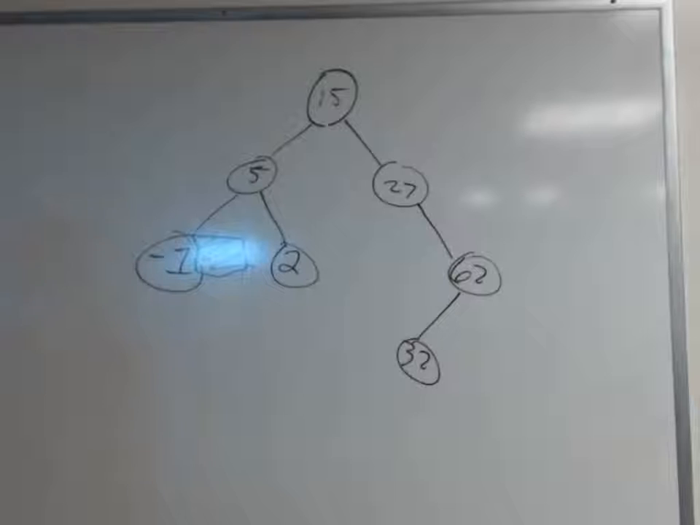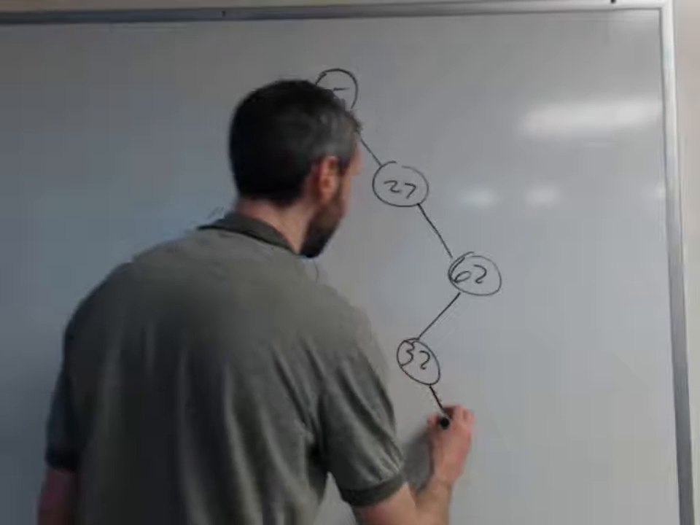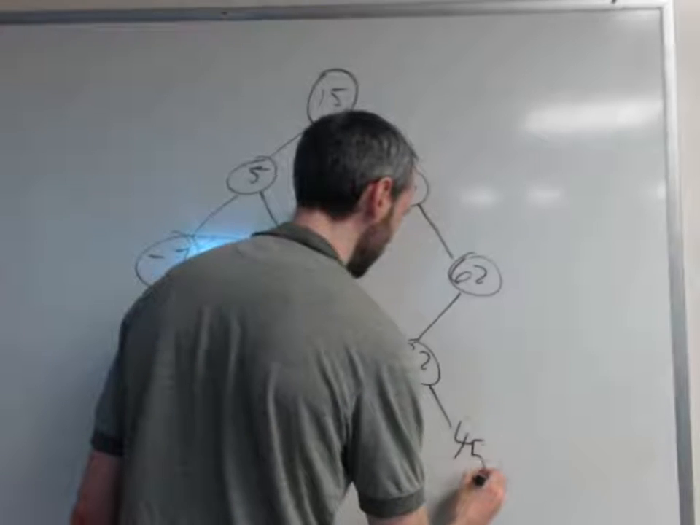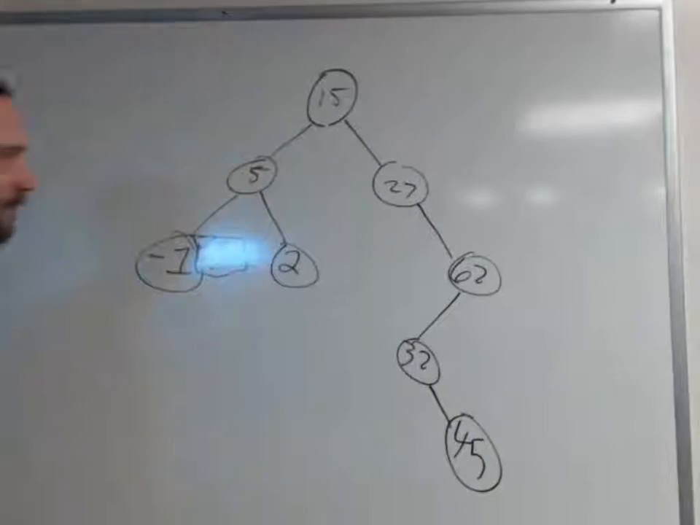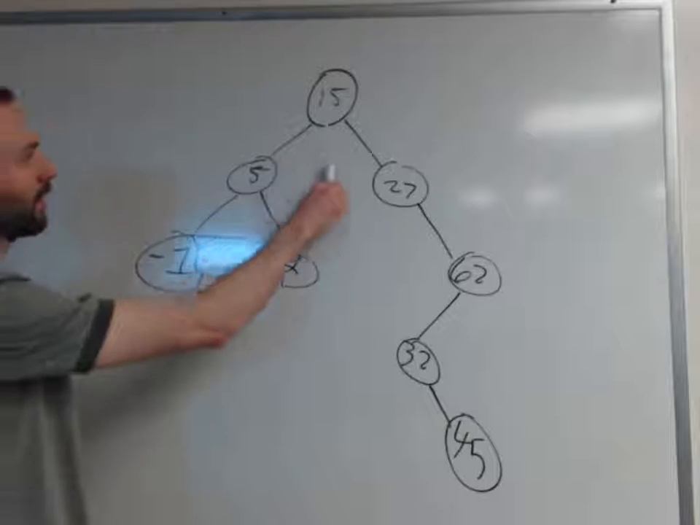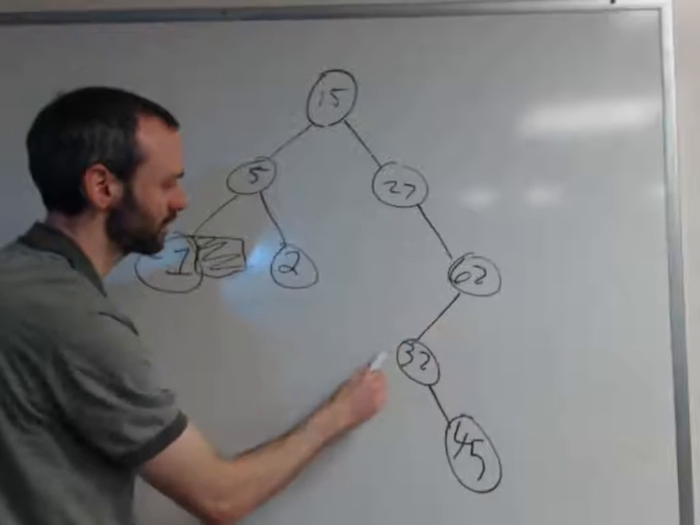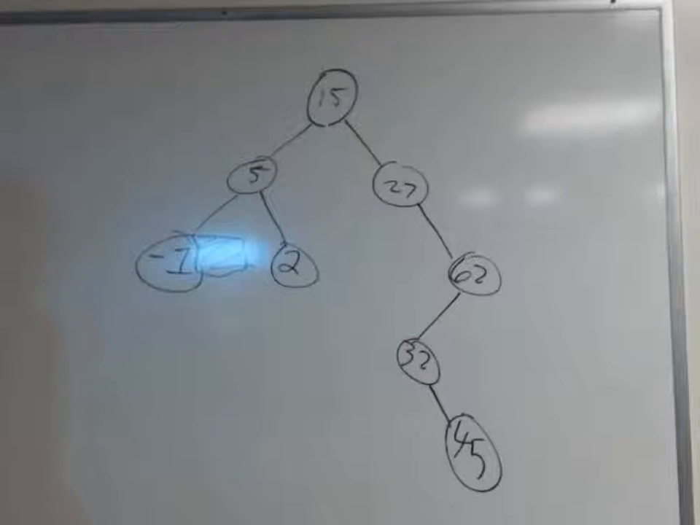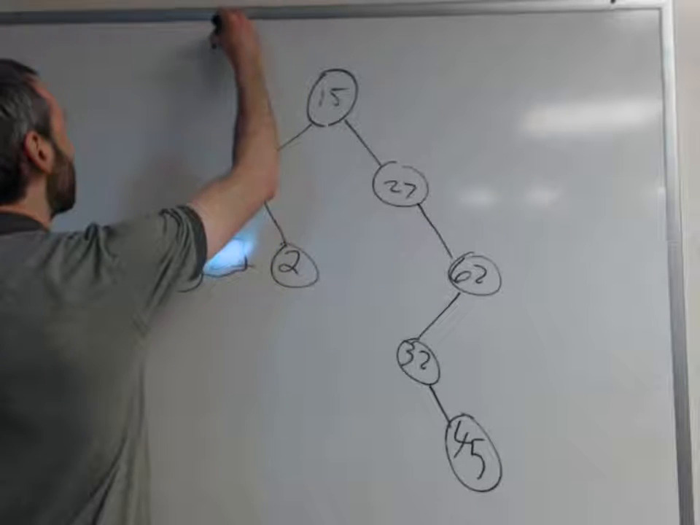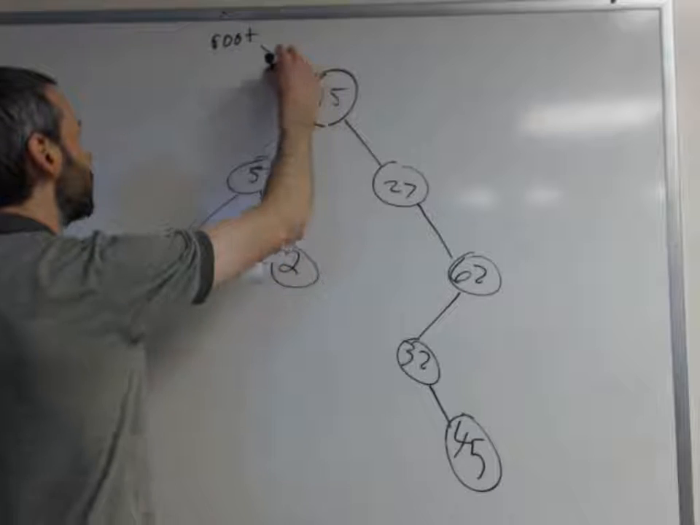So then where would 45 be? To the right of 32. There we go. Greater, less. I meant right, but I said left. These things happen. And there's your root.